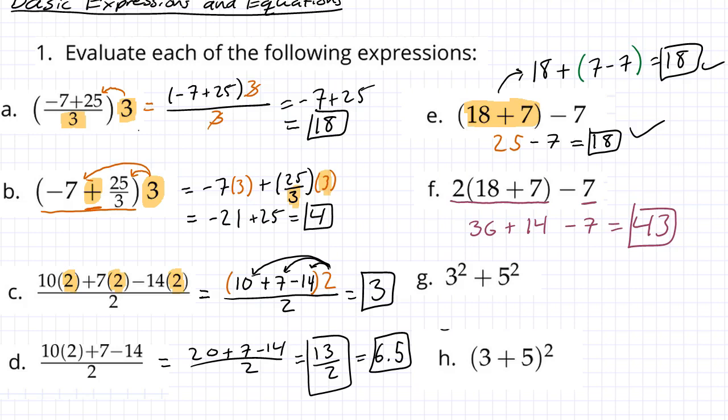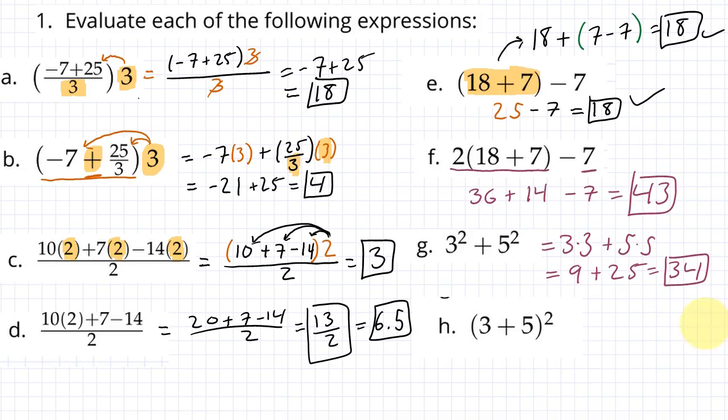All right, this one, 3 squared plus 5 squared. 3 squared means 3 times 3. 5 squared means 5 times 5. So that becomes 9 plus 25 is 34.